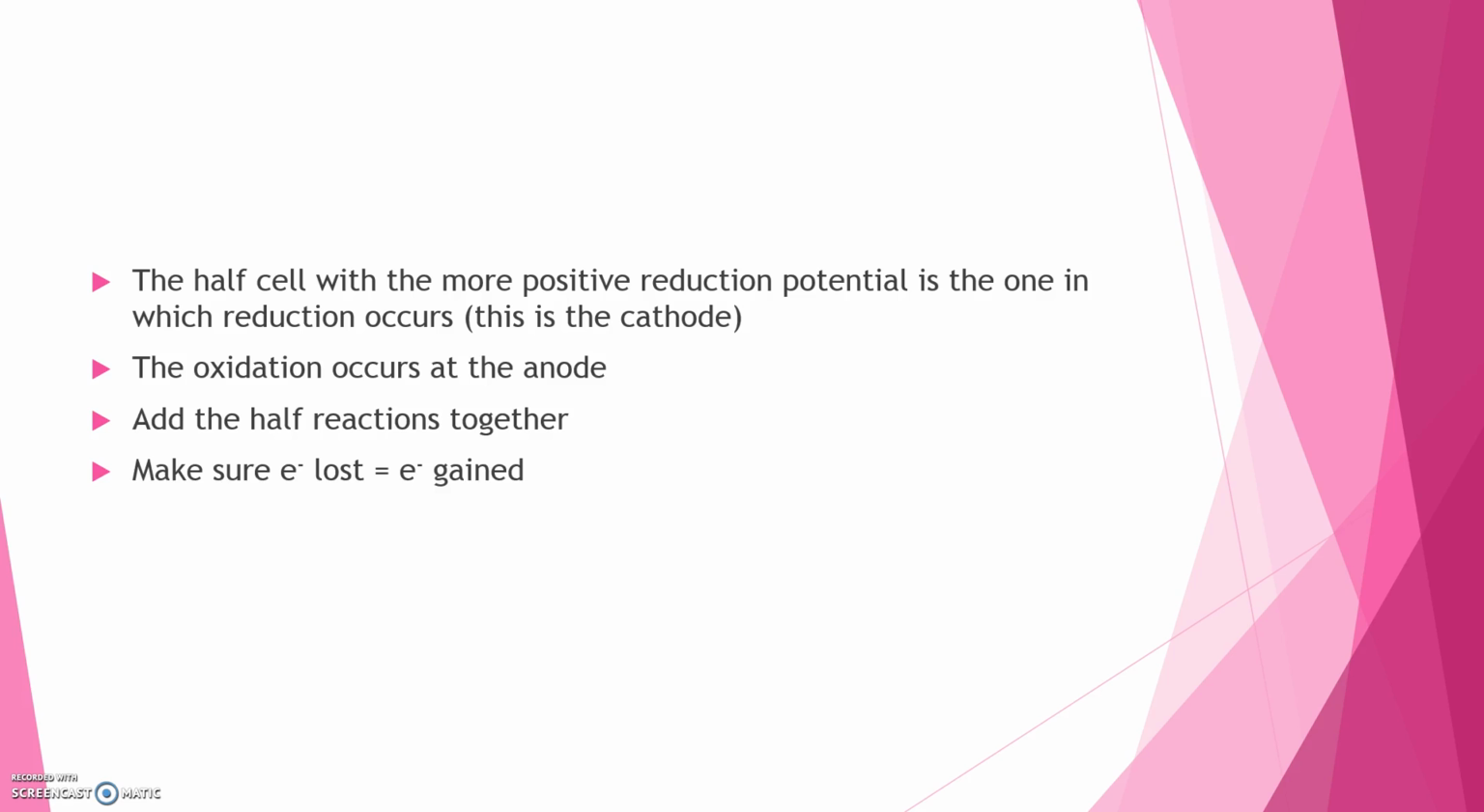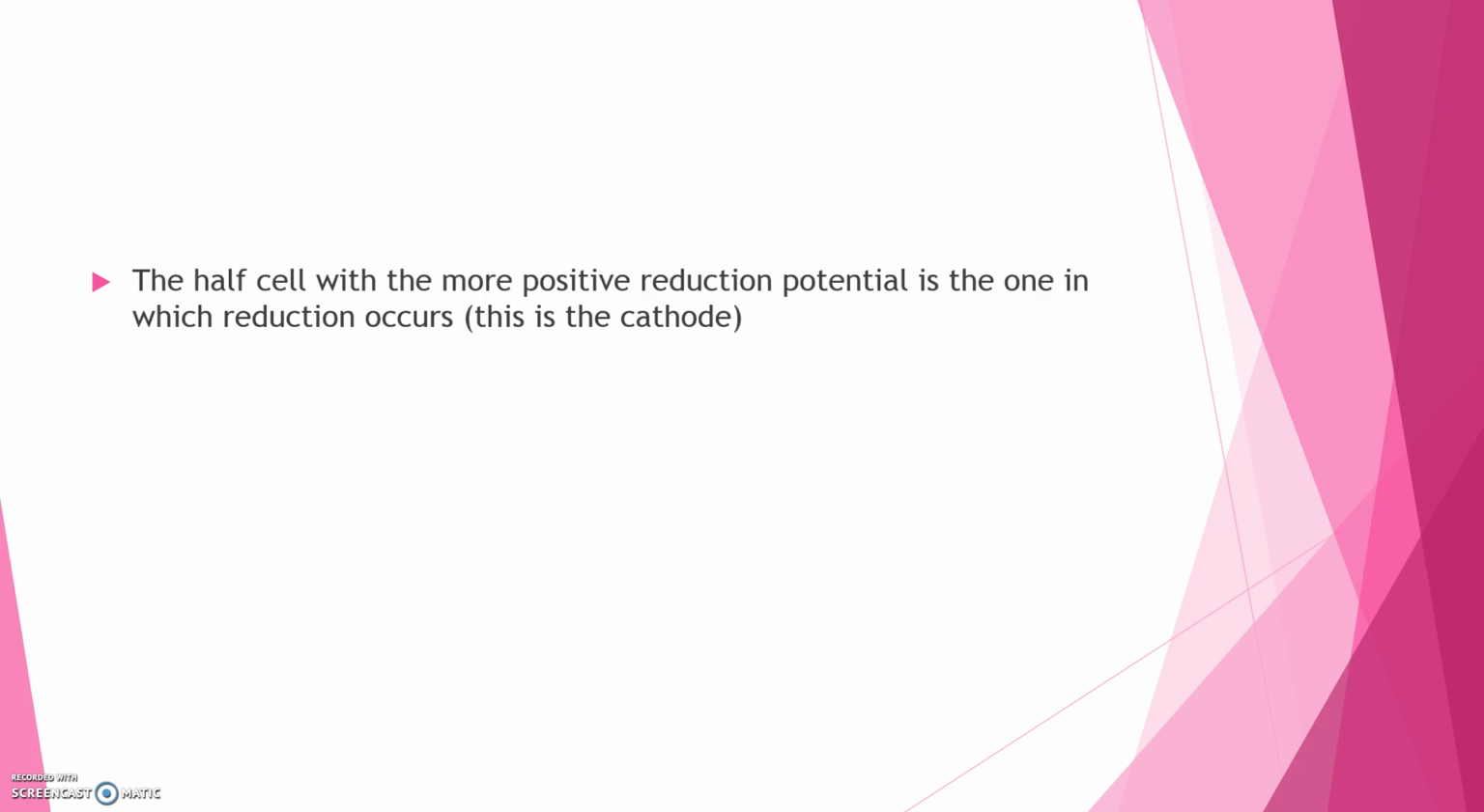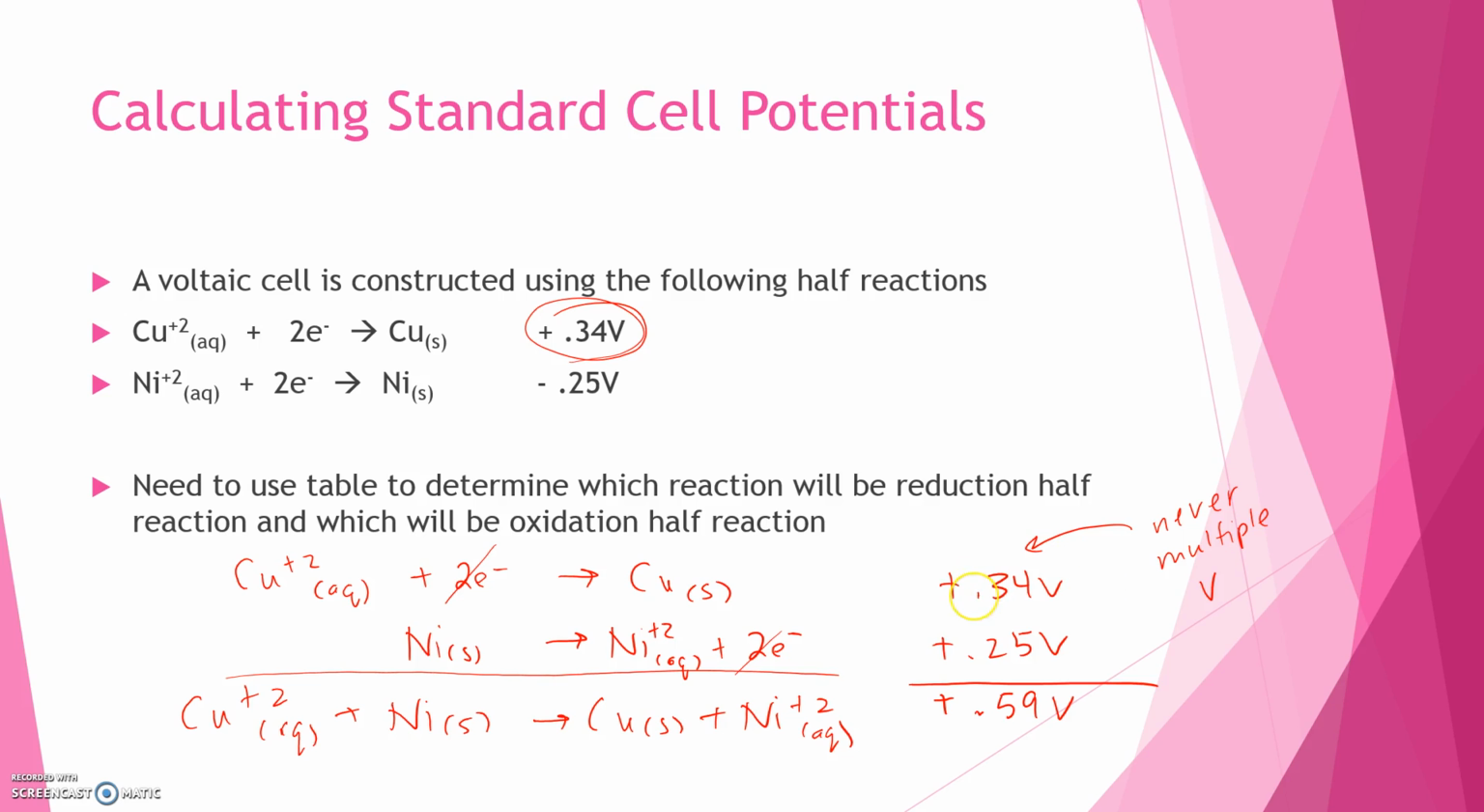I add the half reactions together, I make sure the electrons lost equals the electrons gained, and I calculate the standard cell potential. So it's always reduction minus oxidation. So plus 0.34 minus a minus 0.25, but you can do it the way I did it. If it conceptually makes sense just to look at it like this, that's fine. That's the same thing. We reverse the reaction, so we reverse the sign. It's the same thing as subtracting a negative 0.25.